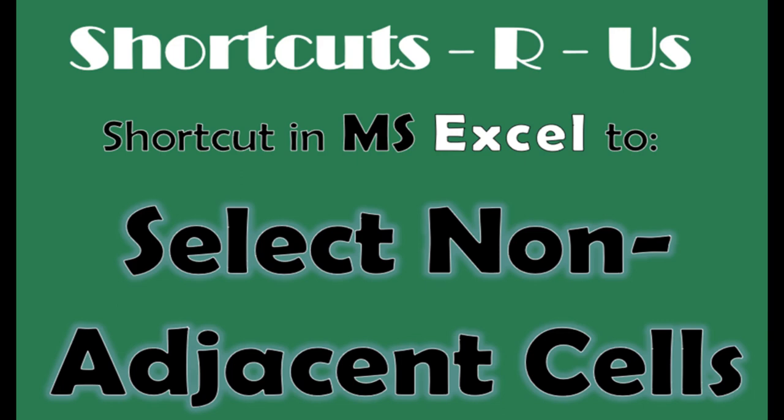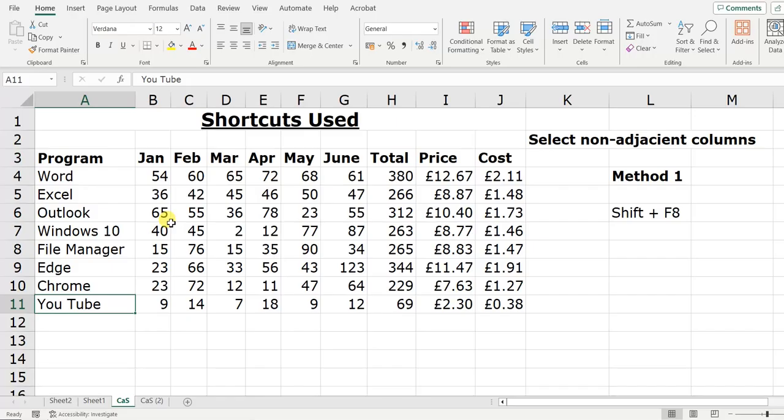Hi, this is a short video on the two methods to select non-adjacent columns or rows, non-adjacent data in Excel. Let's say I want to create a chart with this data in front of me and I want to select the program and the total to make a basic pie chart.